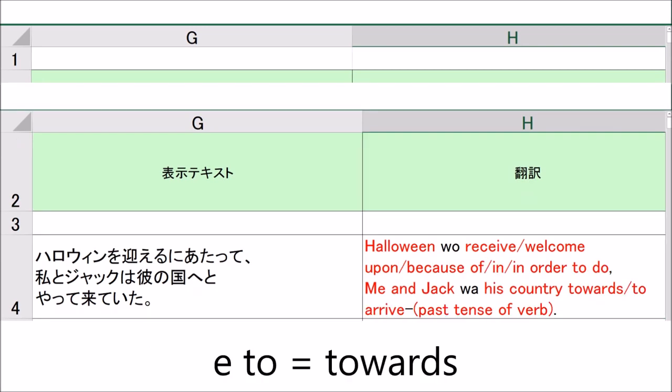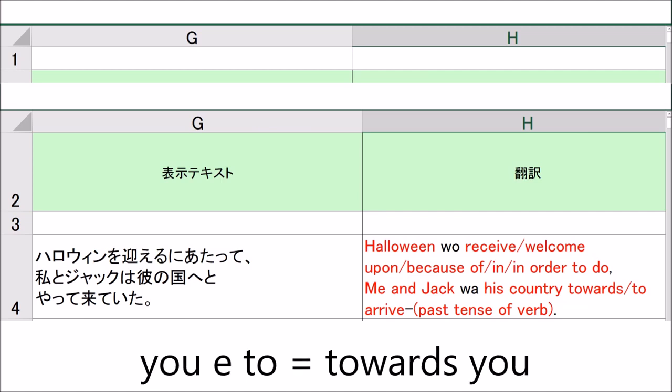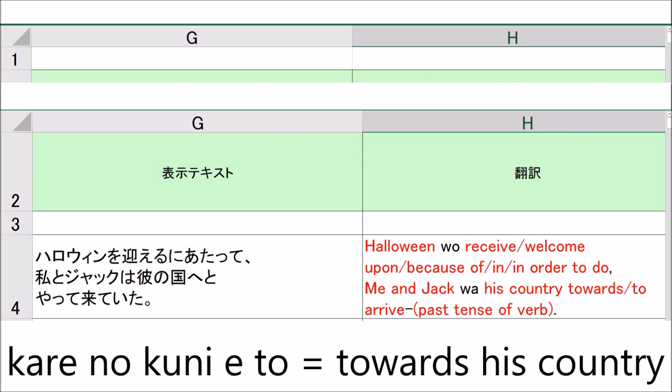I also changed eto to towards. This particle applies to the noun that comes before it, which is, in this case, his country. America eto means towards America. You eto means towards you. So in this case, it's towards his country.